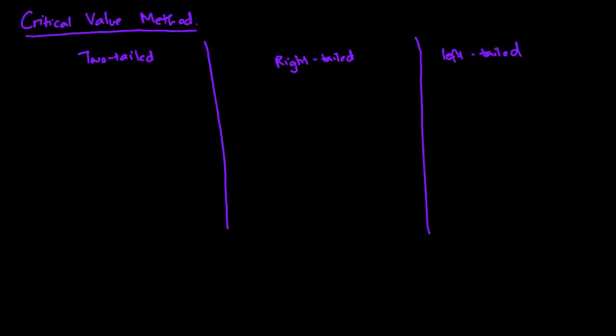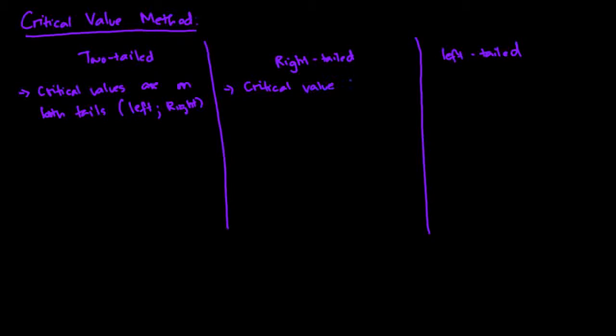For a two-tailed test, the critical values are on both tails. So there must be one on the left and one on the right. For a right-tailed test, the critical value is on the right tail. For a left-tailed test, the critical value is on the left tail.